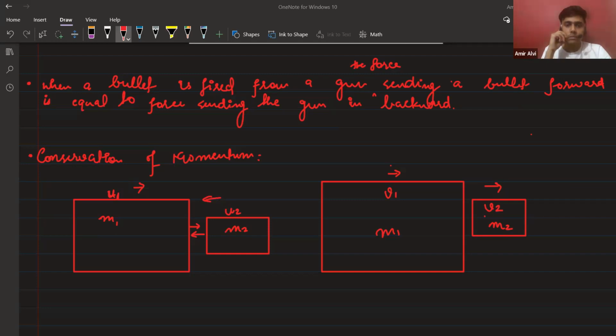Just a second. For collisions, okay. Right now I'm not getting a proper example, so I will try to take the example if it strikes my mind.